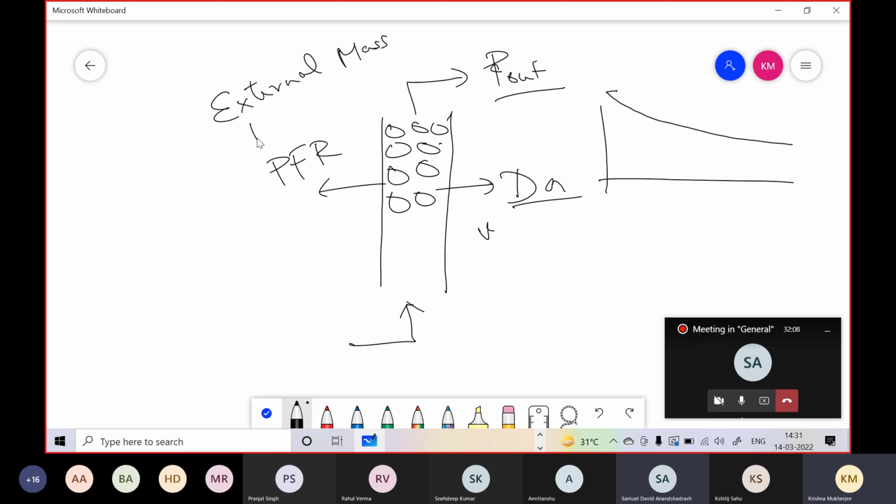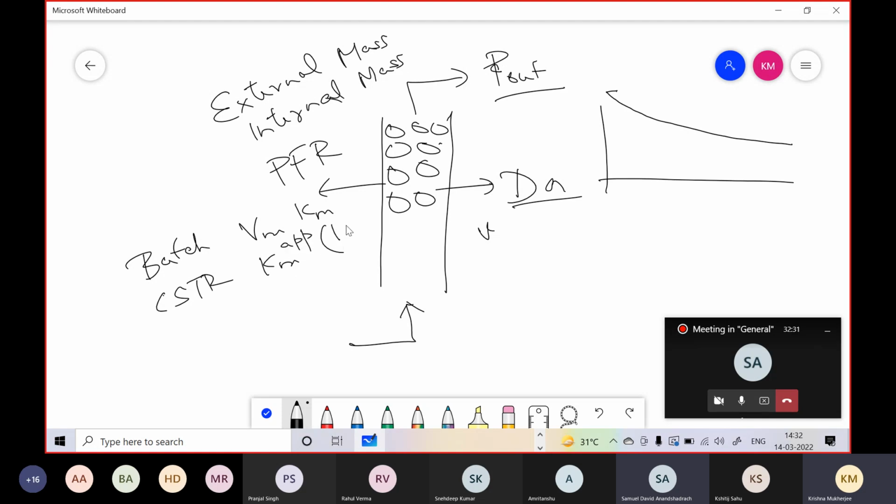So now in this PFR, actually you have both external mass transfer as well as internal mass transfer operating. The internal mass transfer parameters are determined by the batch to determine Vmax and Km, CSTR to determine the Km apparent effectively for internal diffusion only, plus deactivation kinetics rates, and then PFR for the actual experiment in the industry where you have all these plus external mass transfer.